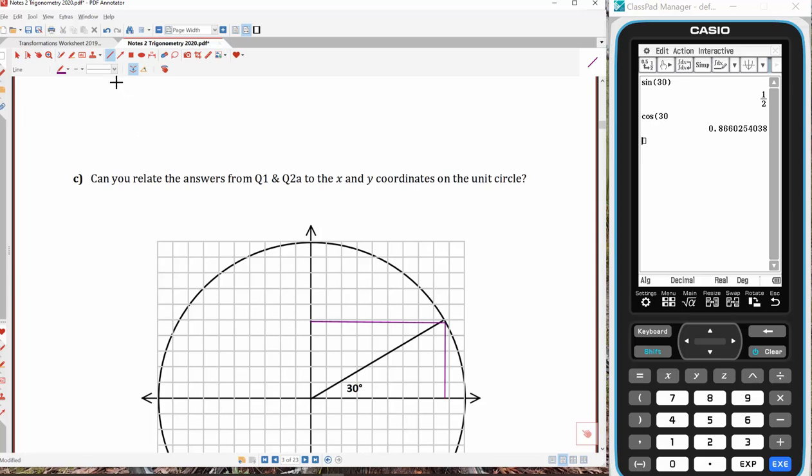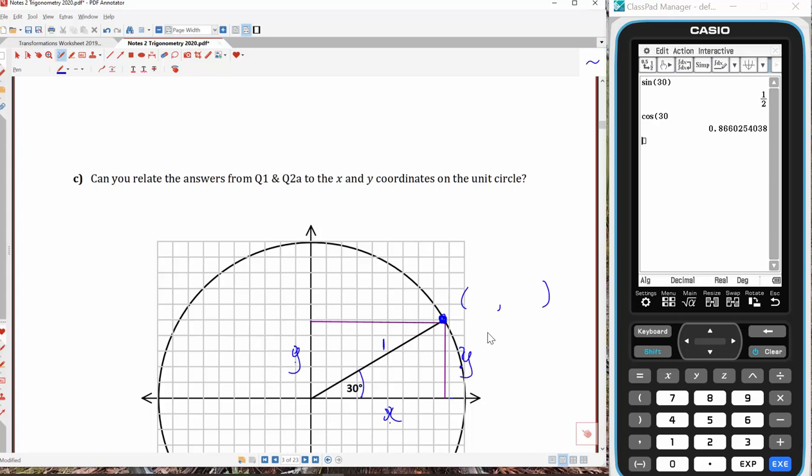Okay, so there's our marked angle of 30 degrees. Now we know that this distance here, the hypotenuse, is 1. What we want to get is the coordinates there as an ordered pair. We're interested in this measurement here and this measurement here, which is the same as this measurement here. So let's call this x, and let's call that y, and that y.